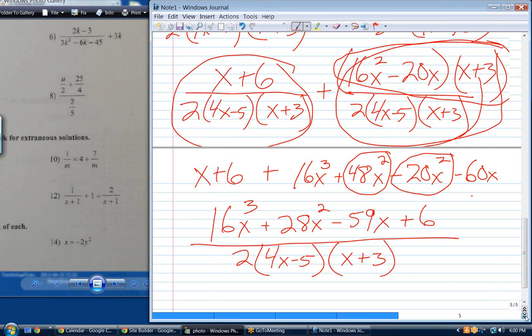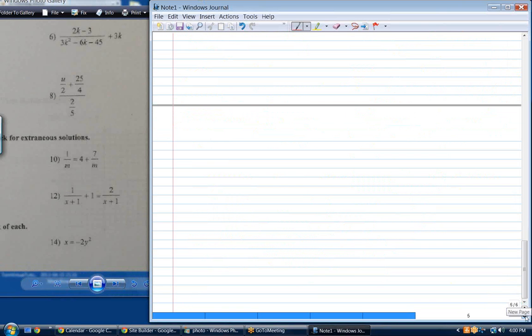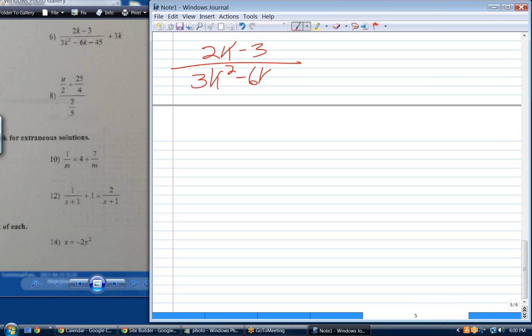Okay, now this one, a lot of people have a hard time dealing with adding a fraction to a whole number. Don't get confused by that 3k. Put a 1 under it. By putting a 1 under it, now it's easier to visualize what the answer is going to be.